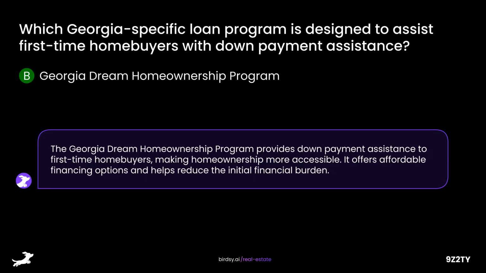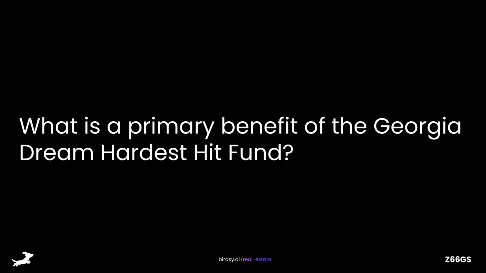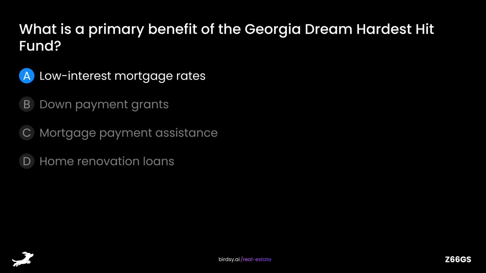The Georgia Dream Home Ownership Program provides down payment assistance to first-time homebuyers, making homeownership more accessible. It offers affordable financing options and helps reduce the initial financial burden. What is a primary benefit of the Georgia Dream Hardest Hit Fund? Is it A, low interest mortgage rates? B, down payment grants? C, mortgage payment assistance? Or D, home renovation loans? The answer is C, mortgage payment assistance.